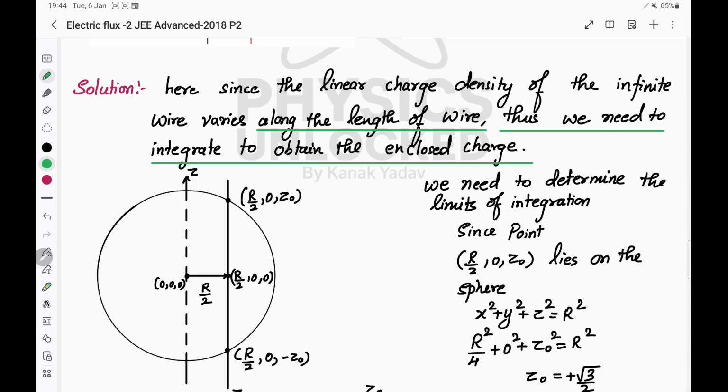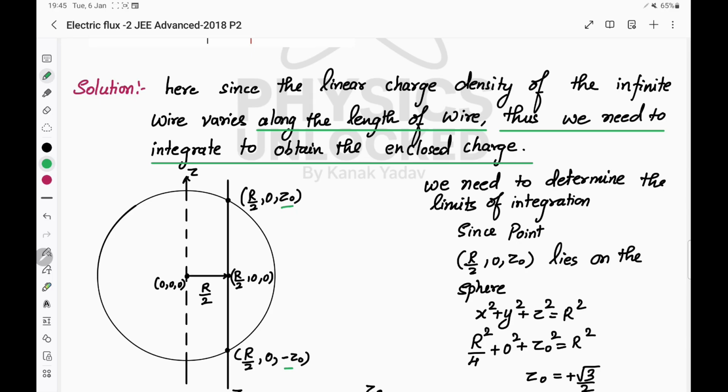The strategy is still to get the charge enclosed and apply Gauss law, but to get the charge enclosed we now need to integrate. And in order to integrate, we need to find the upper and lower limits of integration. Obviously the wire intersects the xy plane at r by 2, 0. That means throughout, the y coordinate is going to be 0 itself, and the x coordinate is going to be r by 2 itself, because it's a wire parallel to the z axis. So of course its z coordinate will vary from minus z naught to plus z naught.